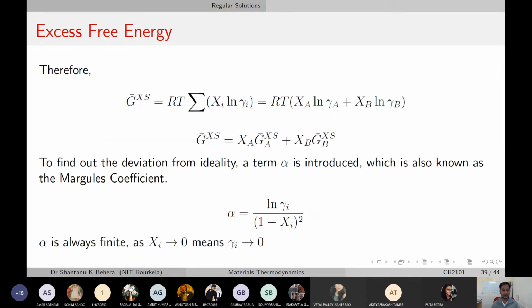Now that's the change. So therefore we can write this G excess, the excess solution Gibbs energy, as a combination of the terms of RT xa ln gamma a and xb ln gamma b. It's actually written here in a summation form like this, and for a binary liquid, we can write RT xa ln gamma a plus xb ln gamma b. And accordingly also, you can write this excess Gibbs energy for the solution as a combination of the partial excess energy of the component A and the partial excess free energy of B. And you can write an equation where XA parts of GA excess and XB parts of GB excess is what fully gives you the molar excess free energy.